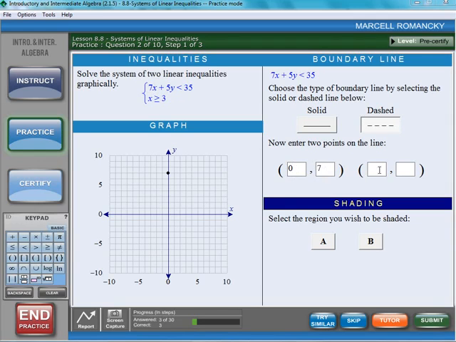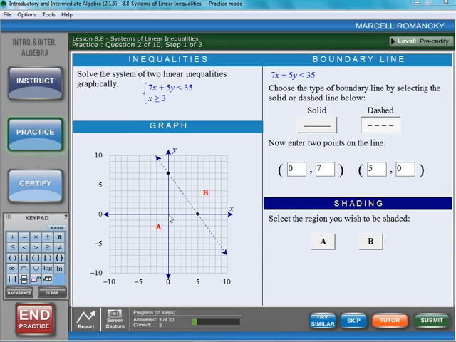And then over here, if I put 0 in for y, what's it going to be? 0 in for y, I'm going to get 35 divided by 7 is 5. Okay. And then there's my line. And then what side is shaded? It is A, is going to get shaded?